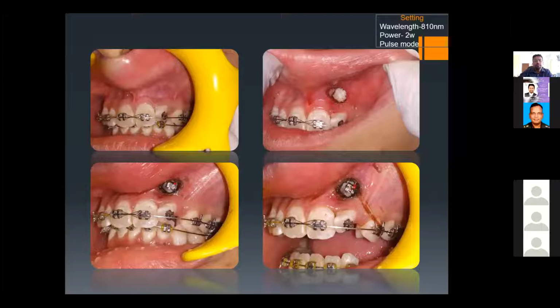So this is a pre-operative photograph on the left. Then we have exposed the canine. Immediate bracket placement can be done as there is no bleeding, or zero bleeding we can say. And this is an immediate post-operative photograph with the activation. So you don't need to wait for the healing and all. You can immediately place the bracket and proceed with the traction.